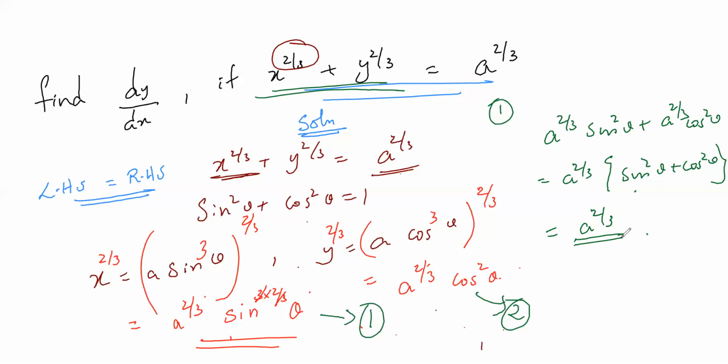So guys, here we only have to find dy by dx. We can do the traditional way also, but this is just showing you the parametric differentiation in this. That's all. Is everyone clear in this? Am I audible to everyone?